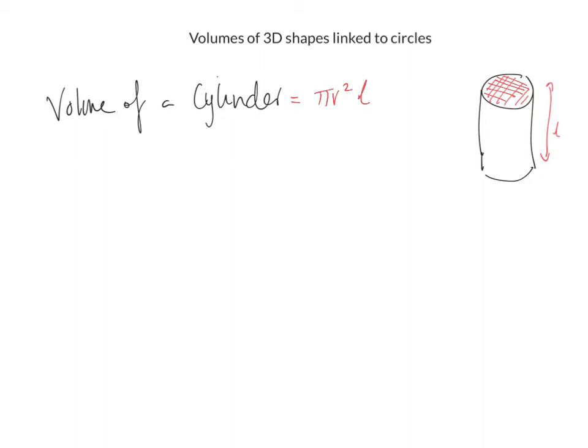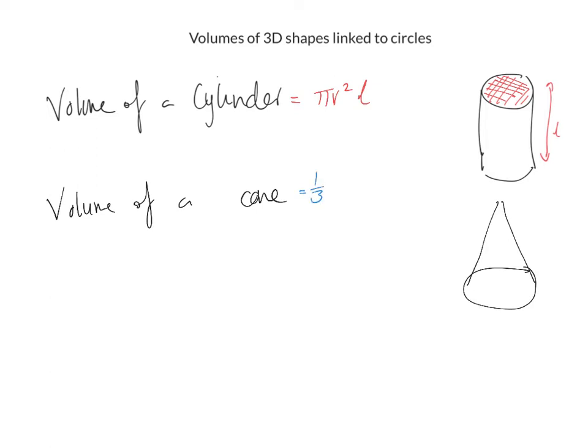The second one is the volume of a cone. Now, a cone is a pyramid which has a circle on the base. The formula for the volume of a pyramid is 1/3 times the area of the base times the height. So for a cone, the area of the base is pi r squared, and then multiply that by the height of the pyramid. So the volume of a cone is 1/3 pi r squared h.